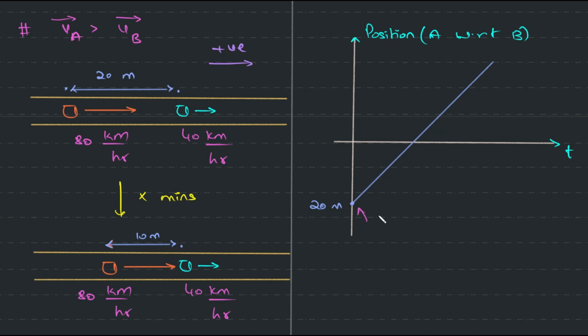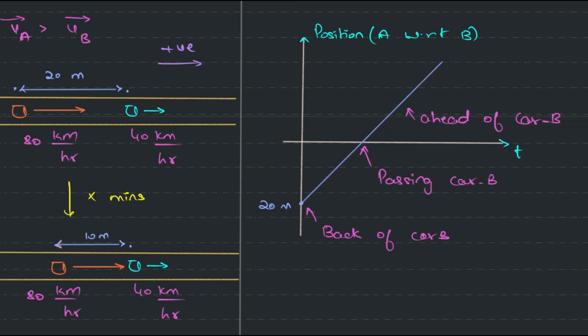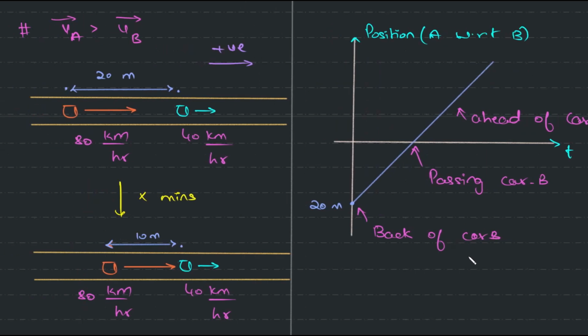Right? So this is back of car B, passing car B, and this is ahead of car B. Okay, I've written car B over there. So yeah, okay guys, as simple as that. You guys agree? Provided everything else remains the same, there is no acceleration and stuff like that, this will be your position time graph.